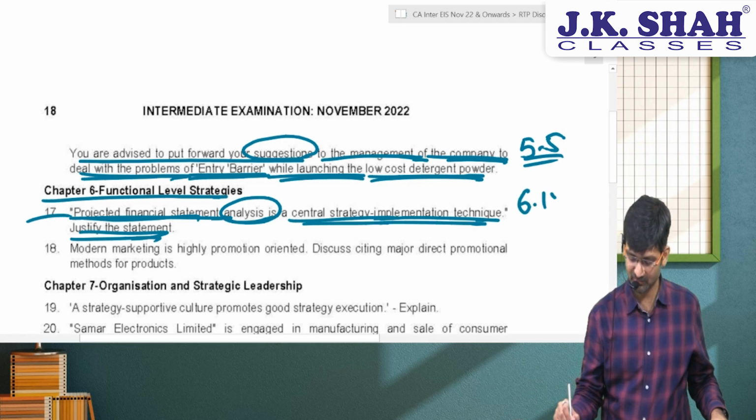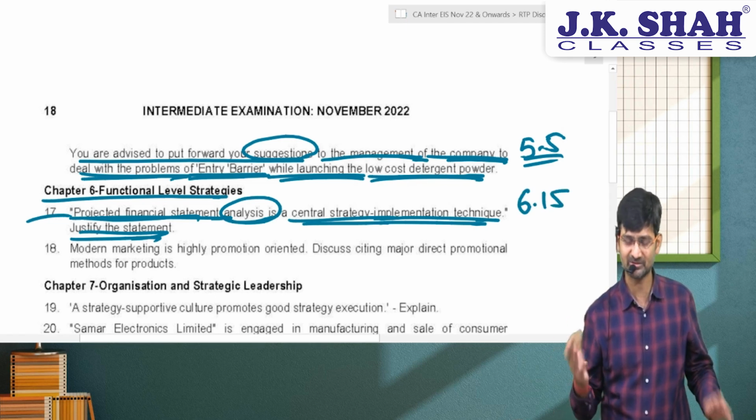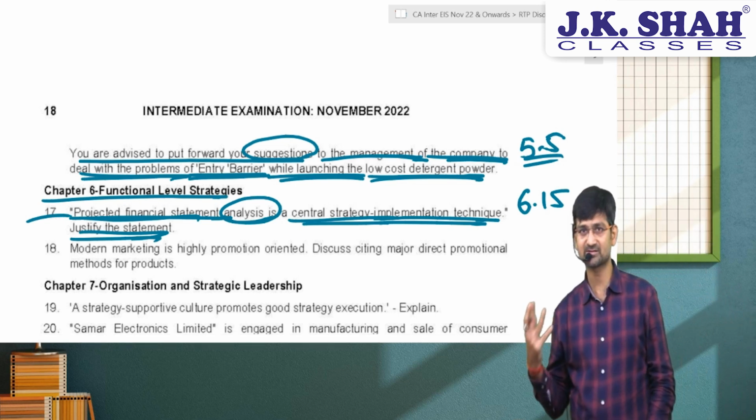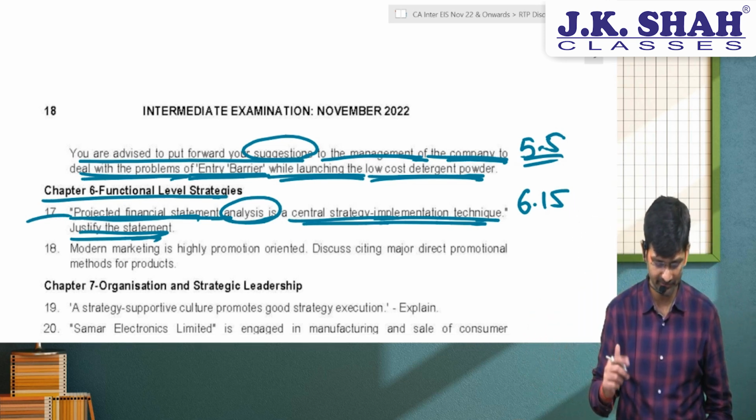It's given in page 6.15. Easy question, more or less a direct question. It's a line from the book itself. So it's relatively easy. It's about the first and second para of the projected financial statements point.